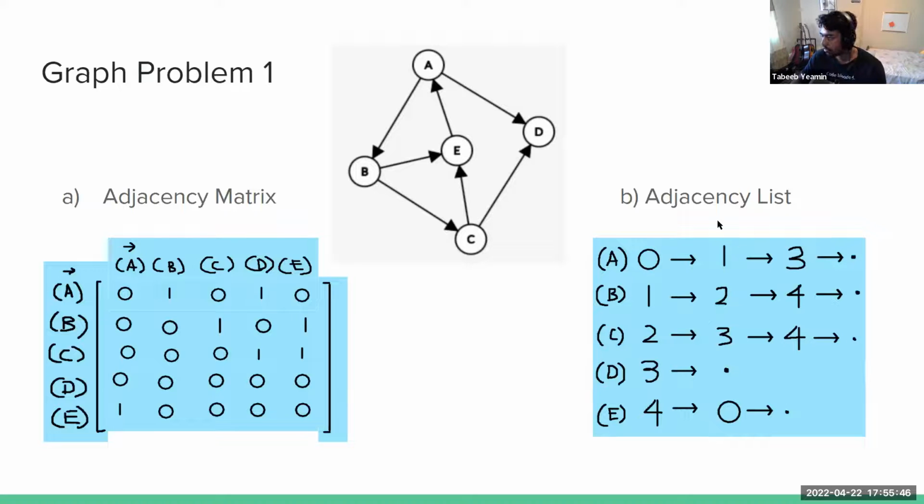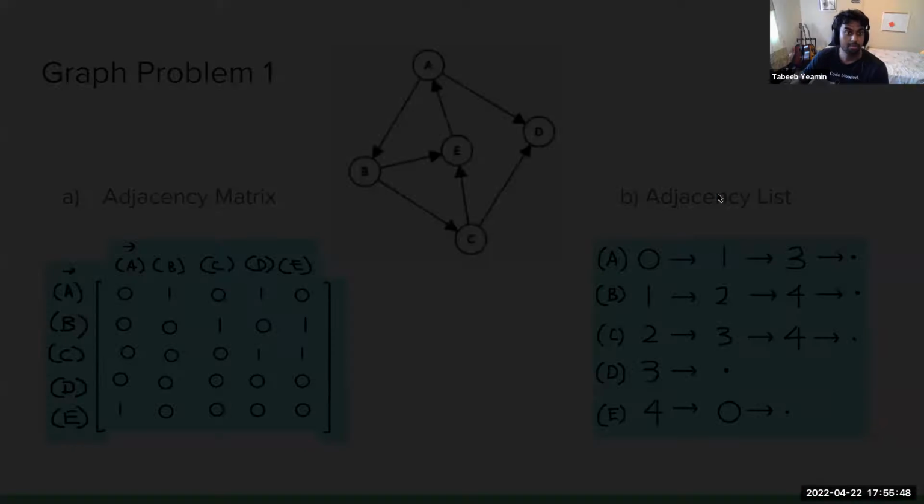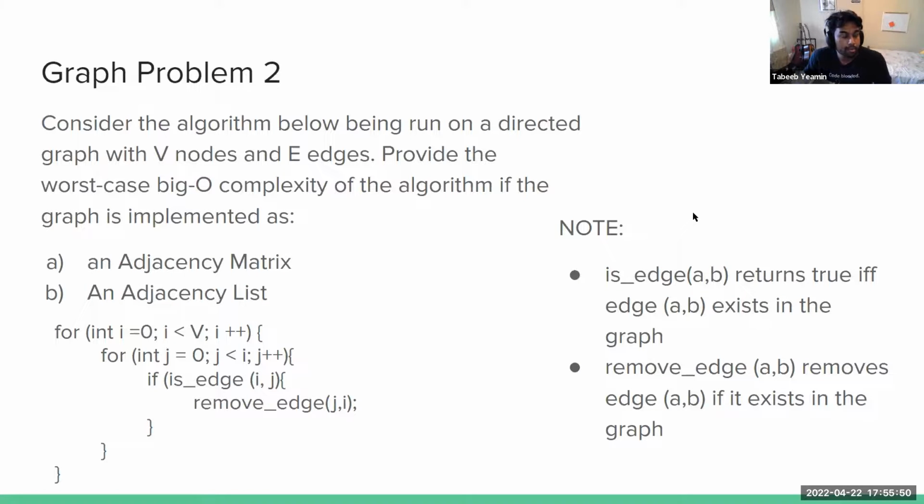So let's go over the next problem. So the next problem is provide a big O worst case complexity for the following algorithm. Okay, if it was implemented as an adjacency matrix or an adjacency list.